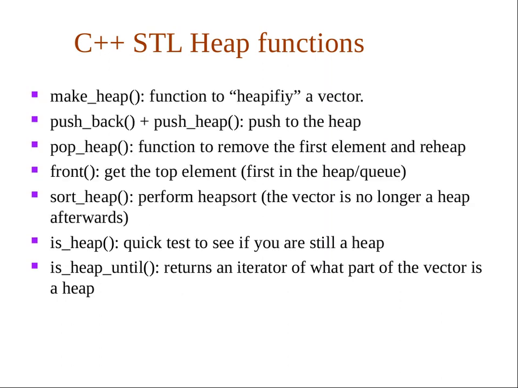All right, just some other things. Make heap heapifies a vector. Push back plus push heap pushes to the heap. That's really the only tricky part, is you have to call both. Pop heap removes the first element and reheaps, although keep in mind that your size is not necessarily adjusted. Front gets the top element, first in the heap. Sort heap performs heap sort. Notice that the vector is no longer a heap afterwards because now it's sorted. Is heap is a quick test to see if you're still a heap. Is heap until returns an iterator. What part of the heap is a heap?